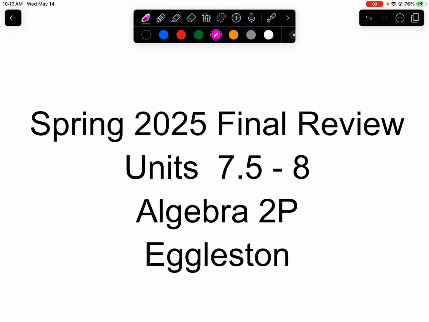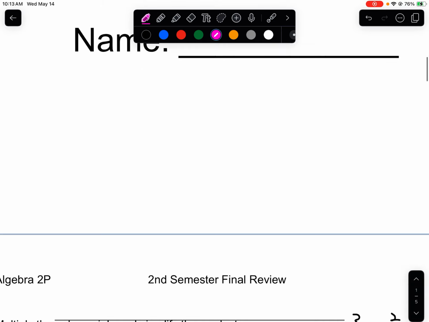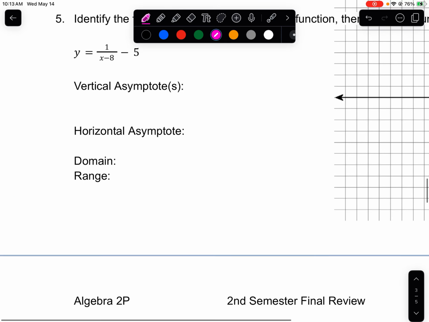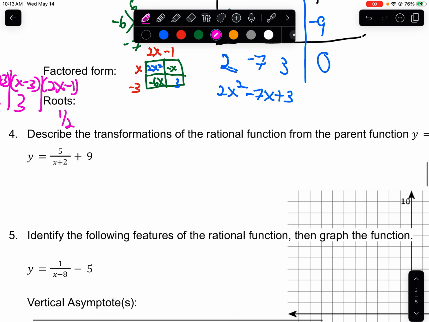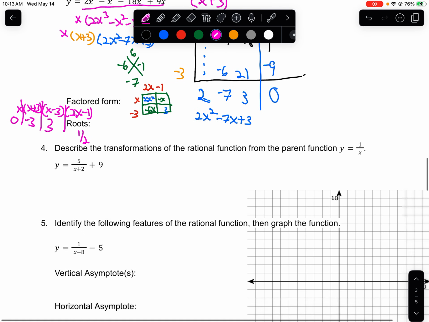All right, class, this is part 2, or part B, of the Spring 2025 final review for Advanced Algebra 2P. We got through question 3 and we're going to pick it up at question 4. Question 4 is pretty straightforward. They ask you to describe the transformations of the rational function from the parent function y equals 1 over x.